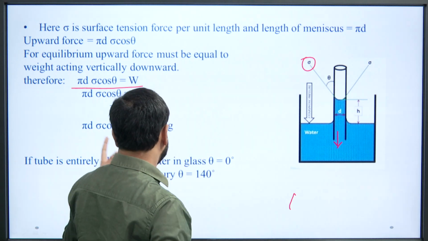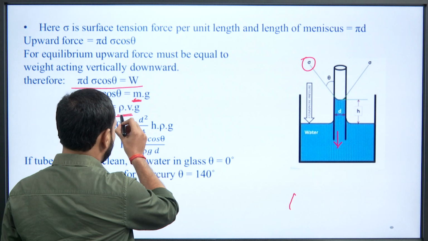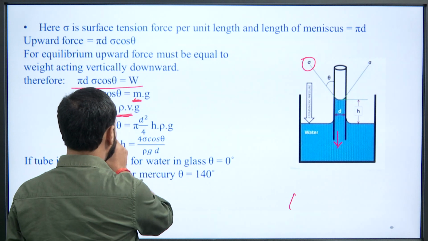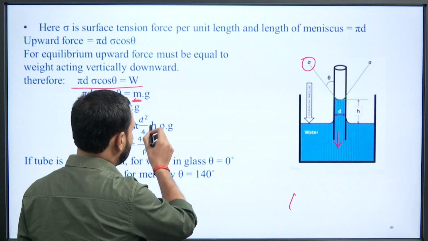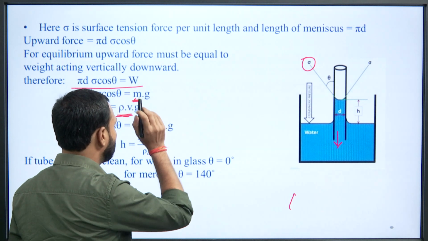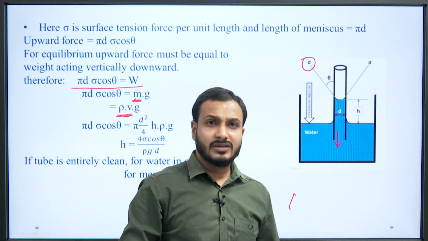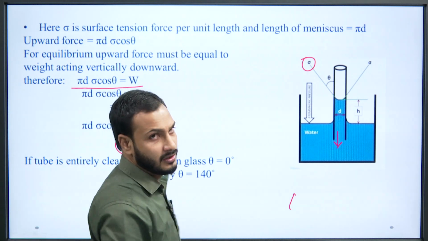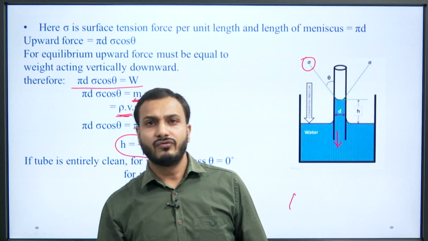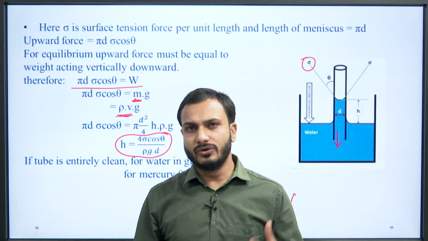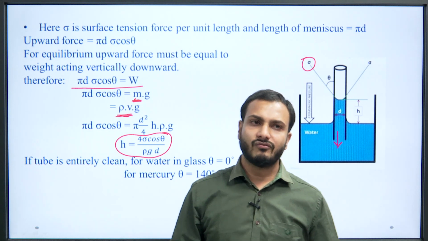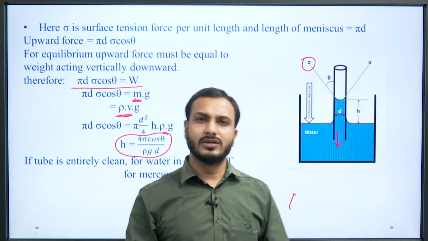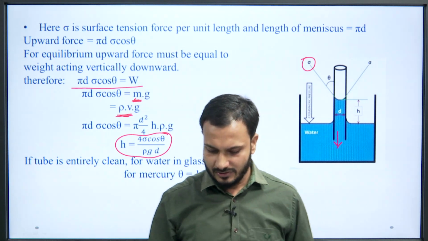While equating these things, we can see that V is area times height. So, pi d sigma cos theta equals pi d square by 4, which is the area, into H into rho into g. So, we will get the value of H, and H is the height of rise or fall. If the tube is entirely clean, for water in glass theta will be 0 degrees, and for mercury theta will be 140 degrees. So, here we have seen how the rise or fall in the tube can be calculated.